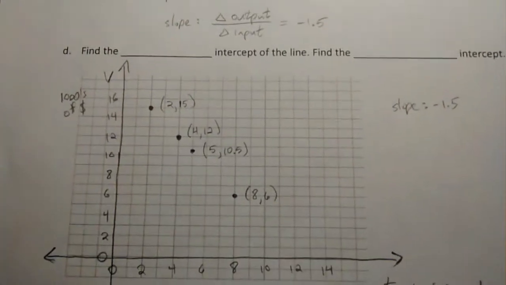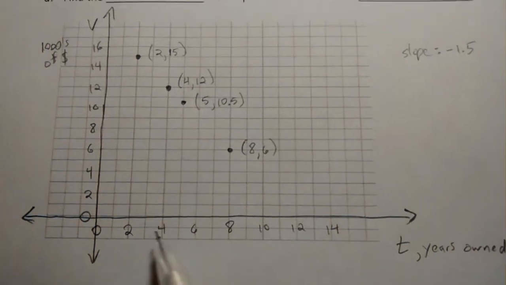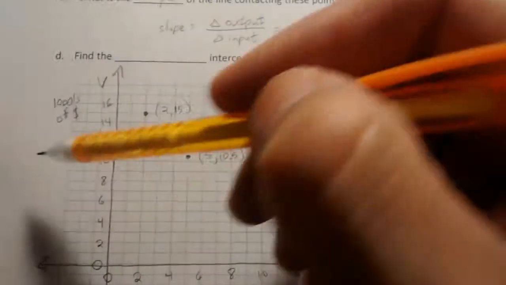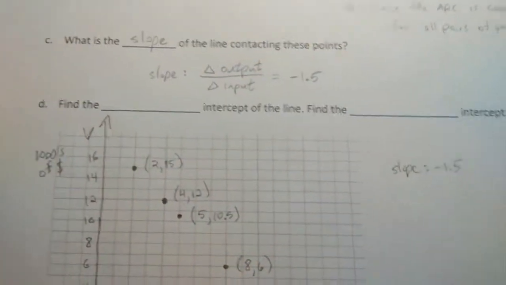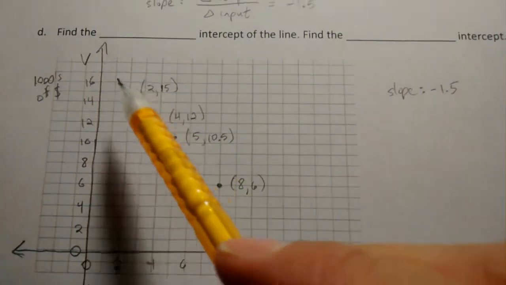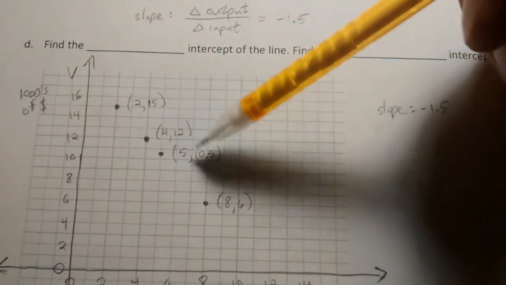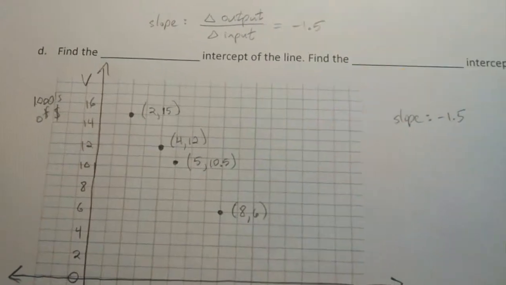Alright, here's the graph of the information given to us in our table. Notice here I've labeled my horizontal axis with the input variable, years owned, and the vertical axis with the output, thousands of dollars. And so here's a good question. Given this scenario, this represents the value of the vehicle here.